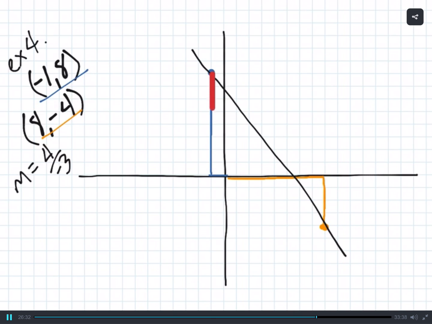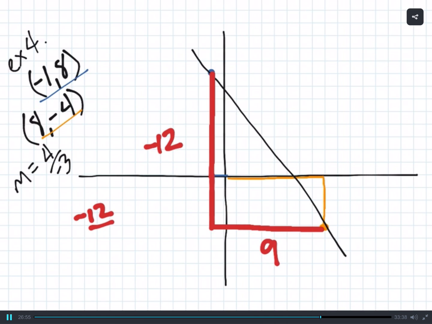Okay, so I'm going to go down 1, 2, 3, 4, 5, 6, 7, 8, 9, 10, 11, 12. I went down 12 and over 1, 2, 3, 4, 5, 6, 7, 8, 9. And then my rise was negative 12. My run was 9. And again, if I reduce this fraction, I'll get negative 4 over 3.